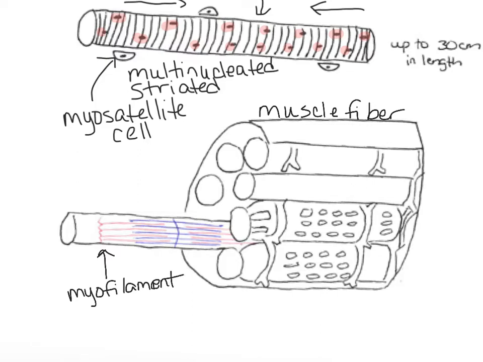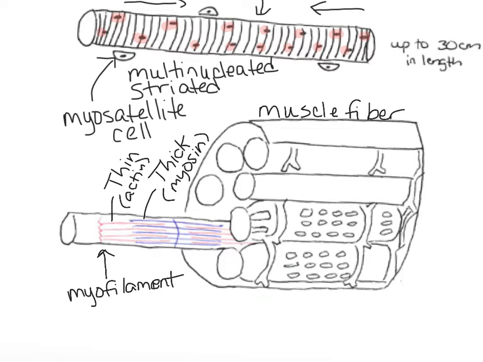Okay. And we see on this picture, you can see some darker blue and some lighter red. Right? So each one of those are different filaments. The darker blue filaments, those are the thick filaments, and the thick filaments are made up of a protein that's called myosin. And then the red filaments that are in there, those are our thin filaments. And those thin filaments are made up of a protein called actin.